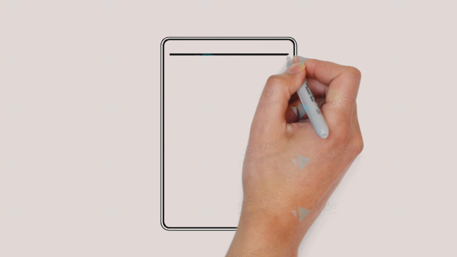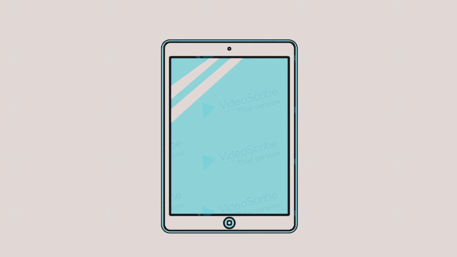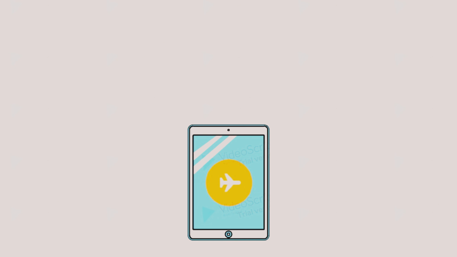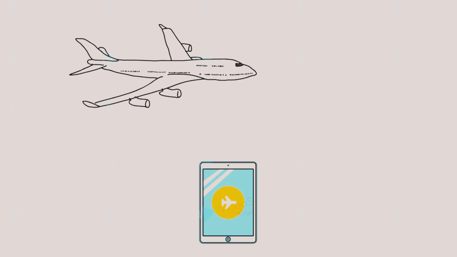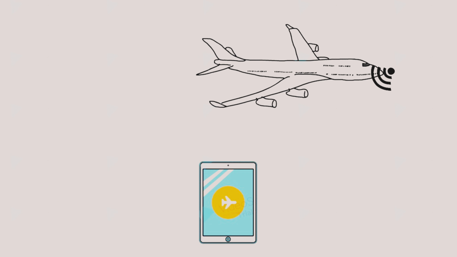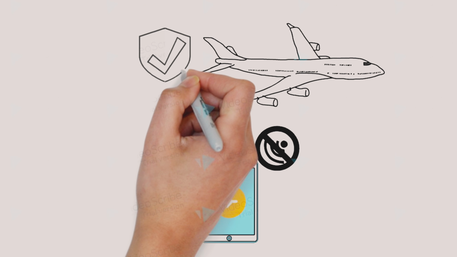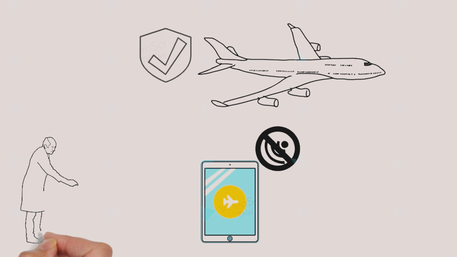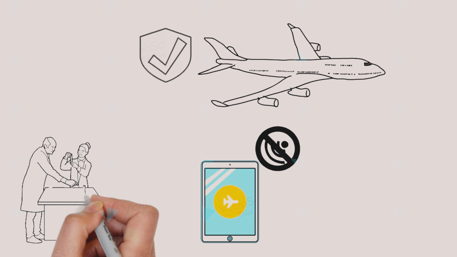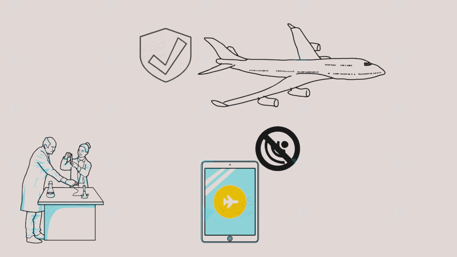Have you ever wondered what really happens inside your device when you turn on airplane mode? Whether you're on a flight or simply seeking some digital peace, airplane mode is a handy feature that temporarily disables your device's wireless communication to ensure safety and convenience. Let's explore the science behind how airplane mode works and why it's so important.